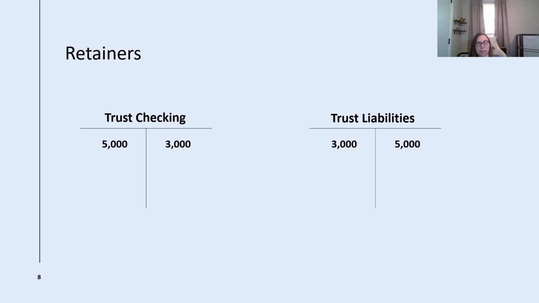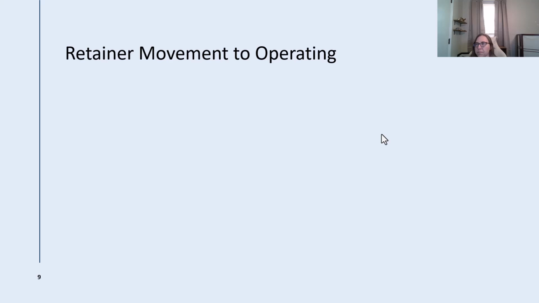And then on the next invoice, let's say the next invoice was $2,000, you would do the same entry, and that would zero out that account and that customer's retainer balance. Obviously, you would probably have multiple client retainers in here, but this was just to demonstrate the in and out of the accounts. Now let's look at the operating account side.